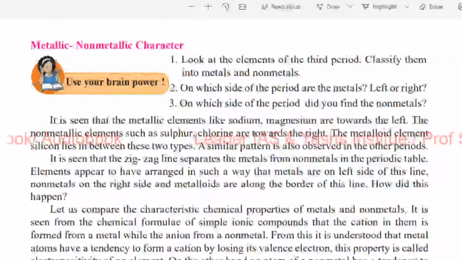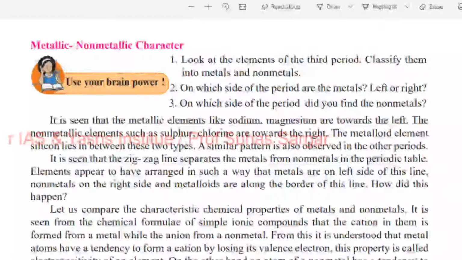It is seen that the metallic elements like sodium, magnesium are towards the left. The non-metallic elements such as sulfur, chlorine are towards the right. The metalloid element silicon lies in between these two types. A similar pattern is also observed in other periods. It is seen that a zigzag line separates the metals from non-metals in the periodic table.